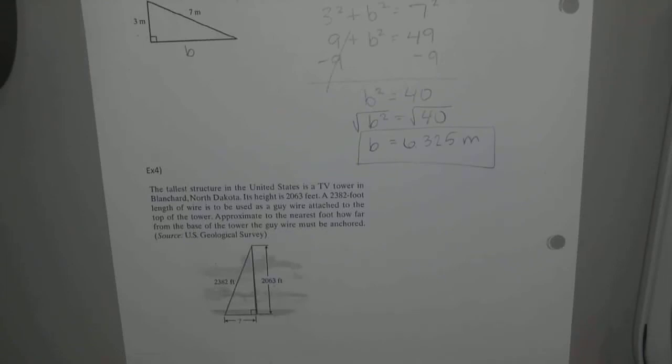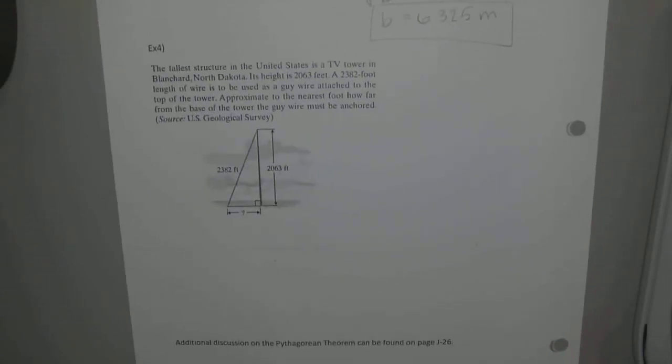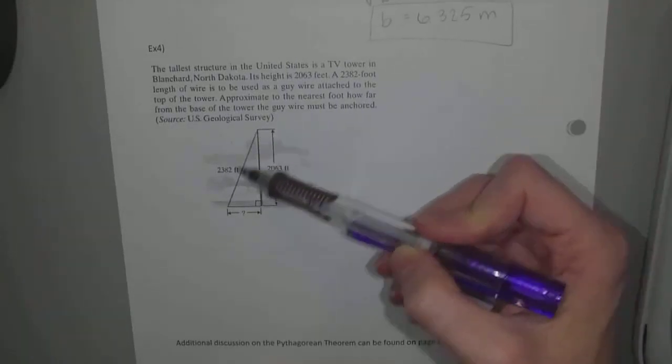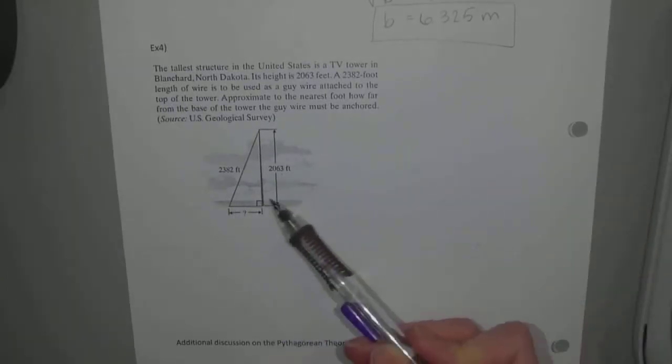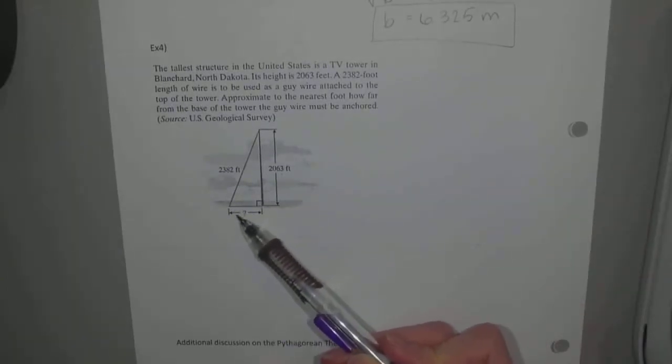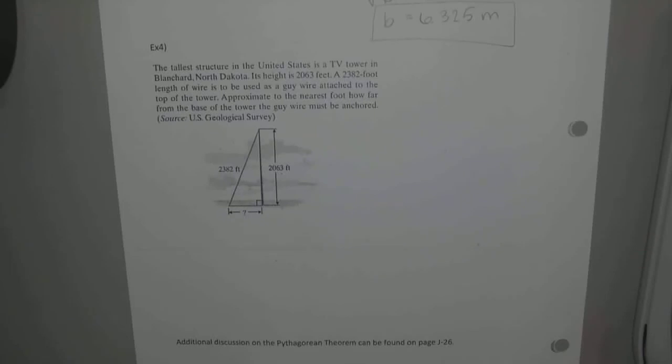All right, so the next thing is a real-life example where you might use the Pythagorean theorem. A lot of times I feel like you're using it to find this distance or this distance. This distance on the ground is usually easily measurable, but we'll go along with it. It says the tallest structure in the United States is a TV tower in Blanchard, North Dakota. Its height is 2,063 feet.